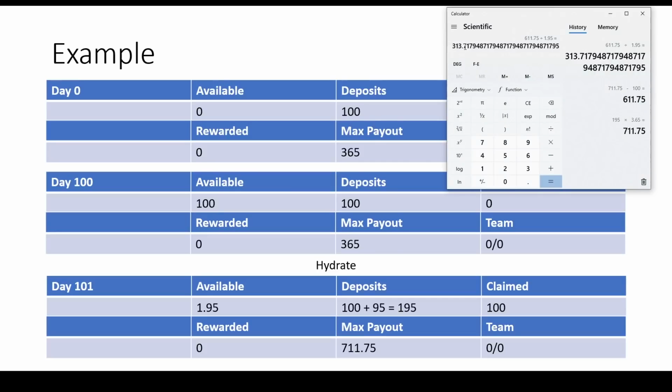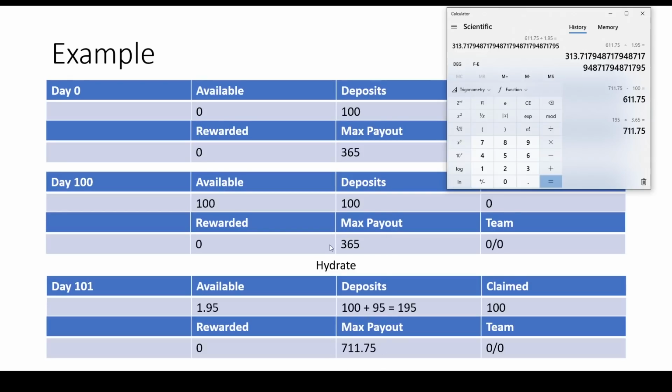313 days. So if I do nothing from this day forward, I will be paid 1.95 drip for 313 more days. 313 plus 101 is 414. So I extended my payout, but I extended the time of my payout, and I extended the size of my payout.